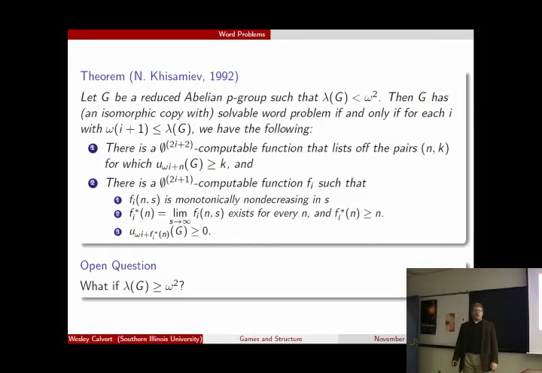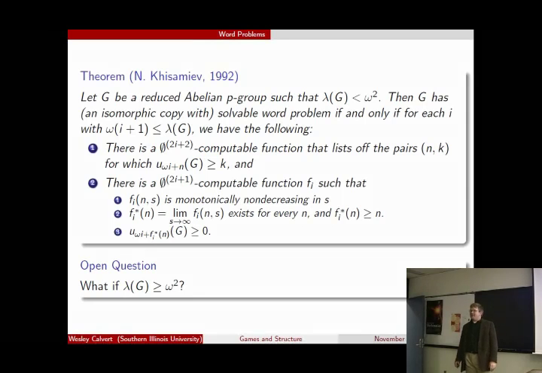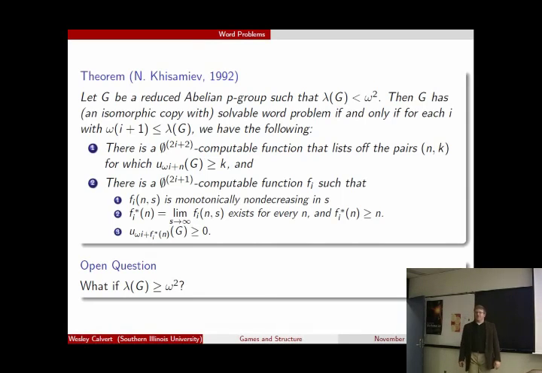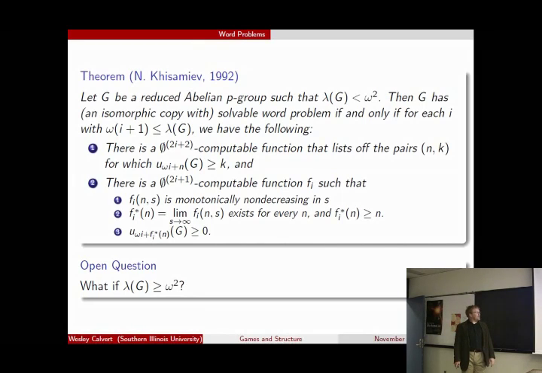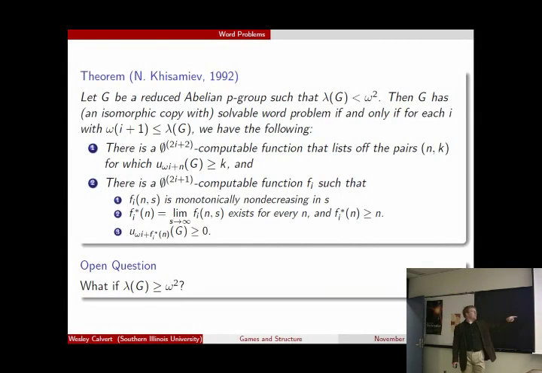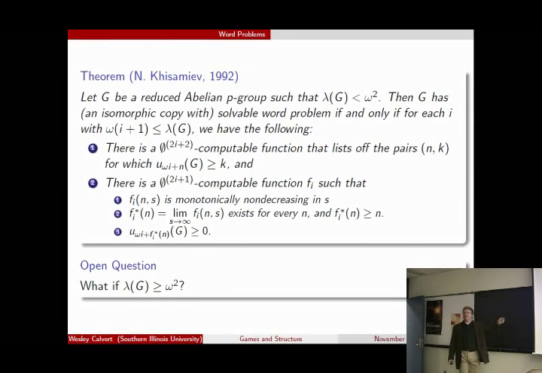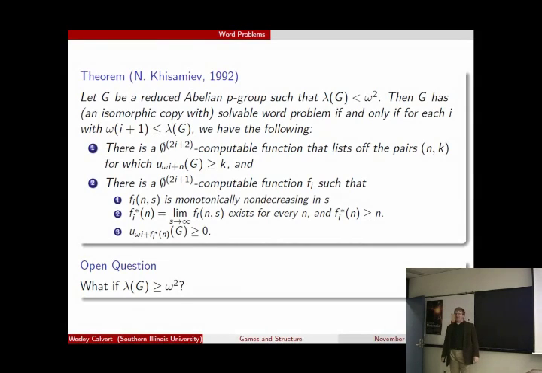Kizemiev's proof really does not work for length greater than omega squared. And a lot of really smart people have spent a lot of years trying a lot of times each to make this work for length greater than omega squared, with no hint of success.